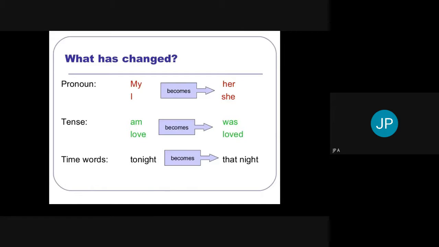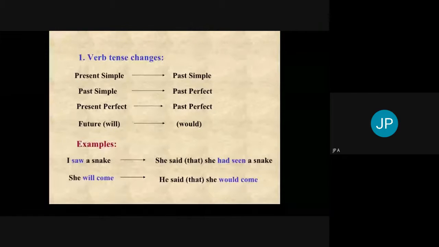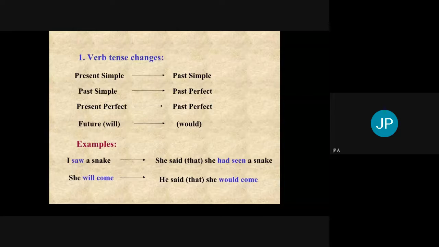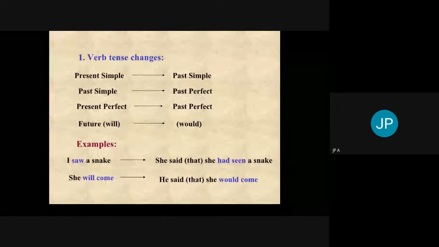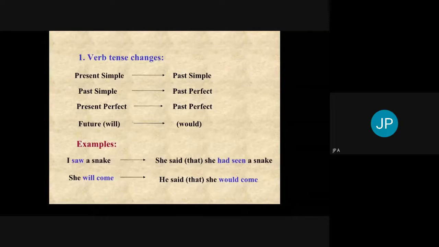If you look at this slide, it will tell you what changes happen. It is actually going one step backwards. Simple present will become simple past. Simple past will become past perfect. And present perfect will also become past perfect. What will past perfect become? Past perfect will remain the same because there is no backward space to go.